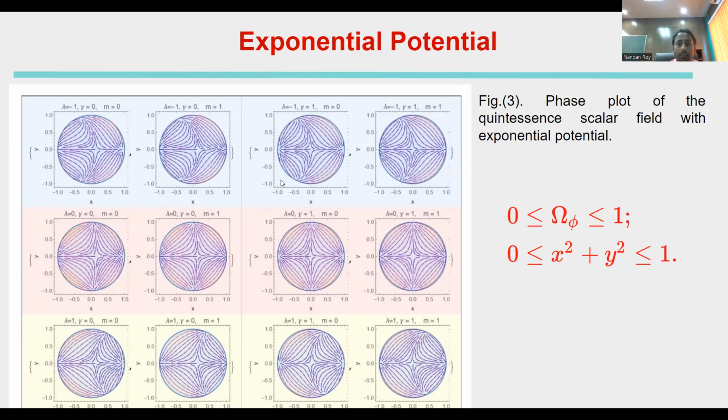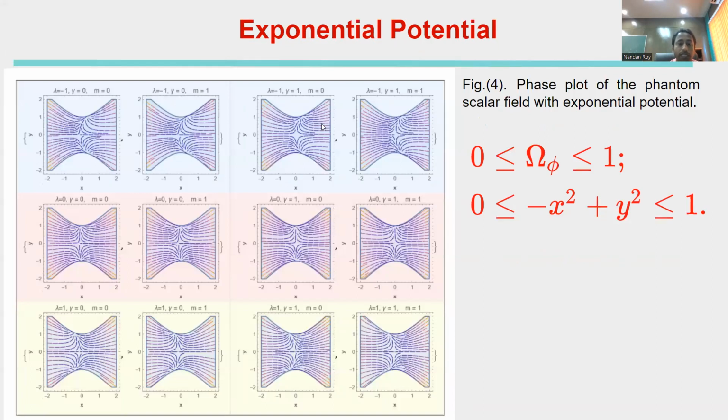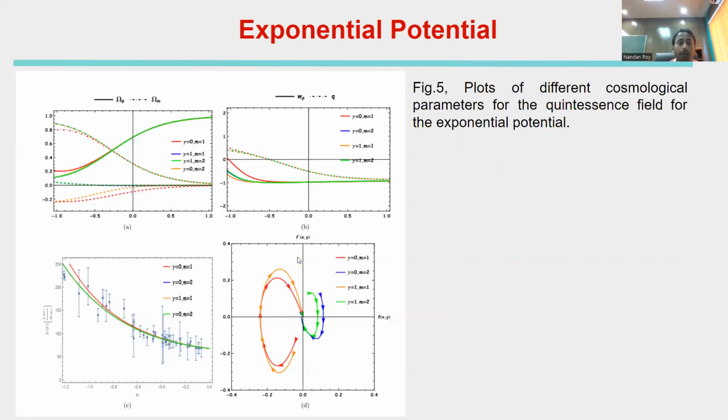One can then do it for the phantom case, and you can see this hyperbola. It comes from this constraint that -x² plus y² is between 0 and 1. This is the Friedmann constraint, and one can easily see that this shows similar behavior to the quintessence case.